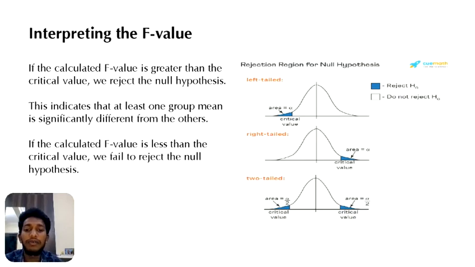Interpreting the F value. If the calculated F value is greater than the critical value, we reject the null hypothesis. This indicates that at least one group mean is significantly different from the others. If the calculated F value is less than the critical value, we fail to reject the null hypothesis.